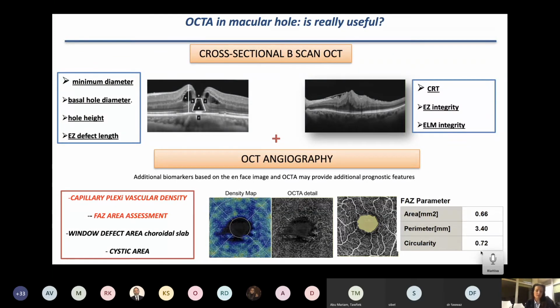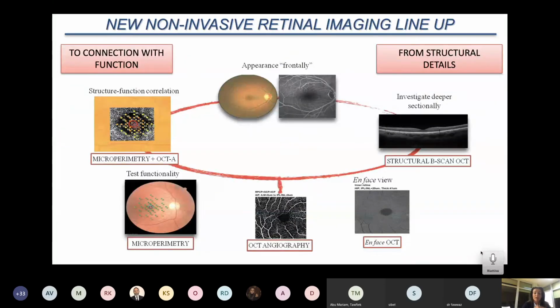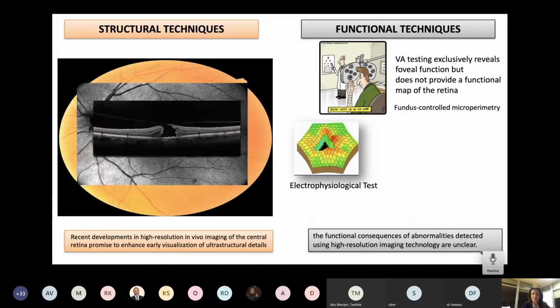Of course, we know that the most important prognostic factors still come from structural OCT. But we should maybe broaden our view and include multiple measurements from other techniques such as OCTA in order to have a quantitative evaluation of vessel density and a phase assessment that may serve as potentially useful prognostic factors. But maybe the next step will be a connection with the function. Technologies that connect structural technology with the functional ones.